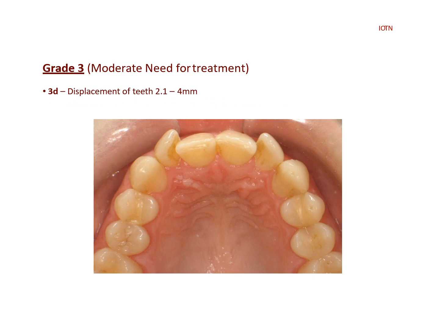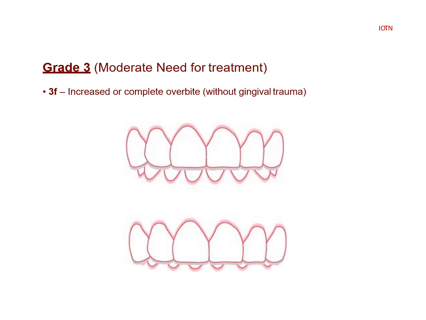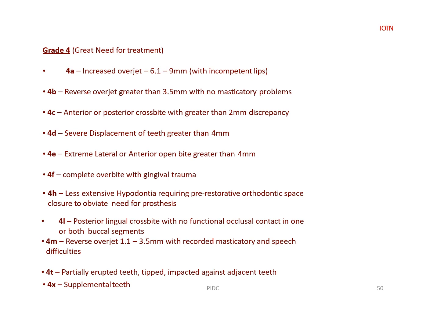3D means displacement of teeth, about 1 to 4 mm. 3E means lateral or anterior open bite, about 2.1 to 4 mm. 3F means there is an increased or complete overbite, but still there is no gingival trauma. About half to 1 mm of gap is still there.